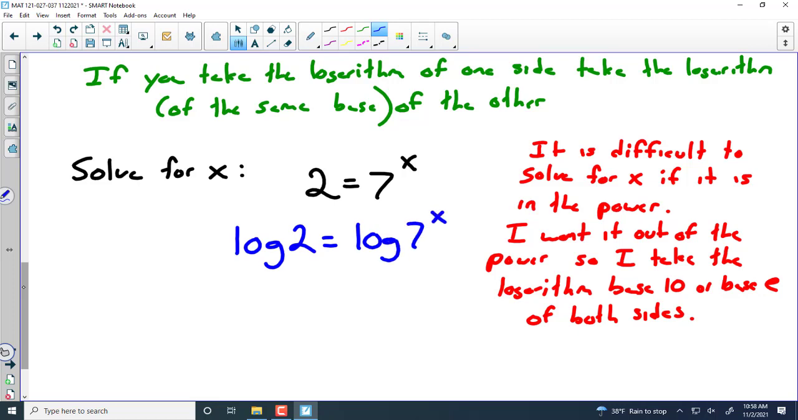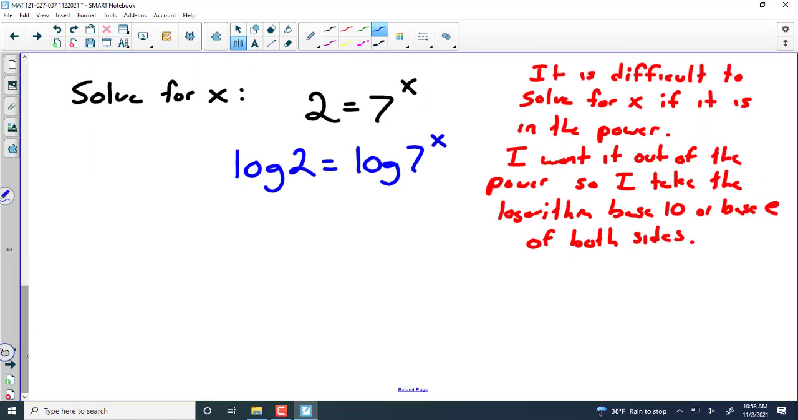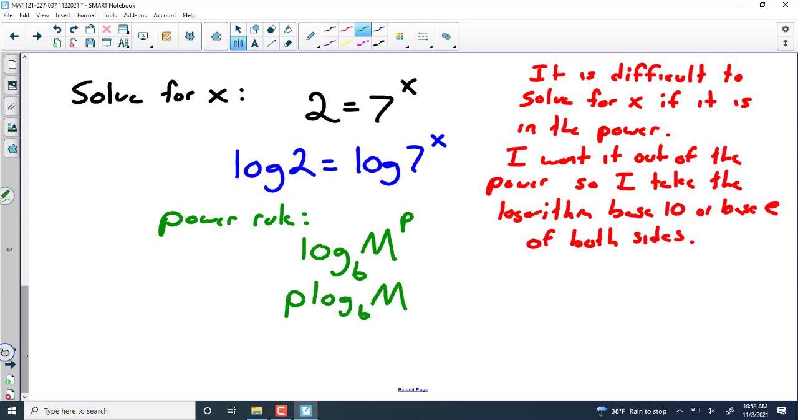And I said, the reason I'm doing that is because I want the x out of the power. How does that get the x out of the power? Who remembers from last time how that would get the x out of the power? Power rule? Yeah, the power rule. The power rule from last class told us that if you have a logarithm of something to a power, then you can bring that power down in front.